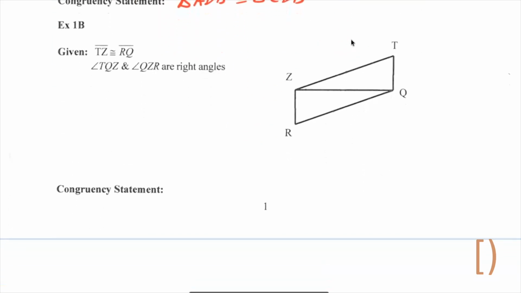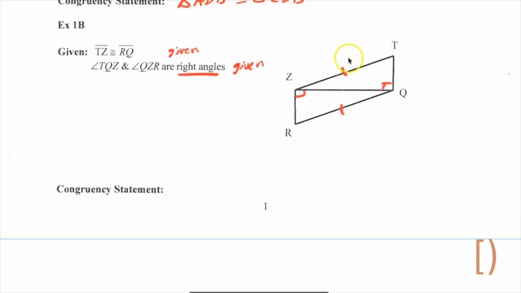It's our last one in this video. So given TZ is equal to RQ. So that guy is equal to that guy. That's given, right? No other information. They just tell you, hey, these two are equal to each other. Next, angle TQZ, that's this one, and QZR. So keep in mind, this corner and this corner are right angles. So it means that this is 90 and that's 90. Again, they just told us it's 90, so that's given.